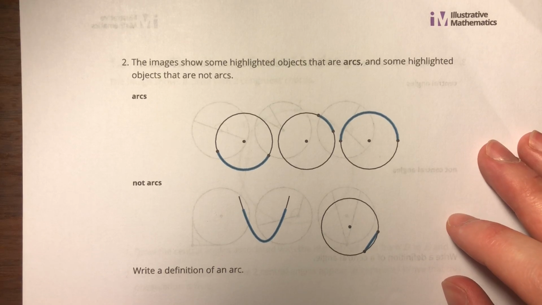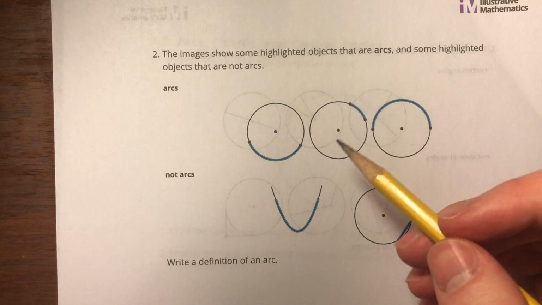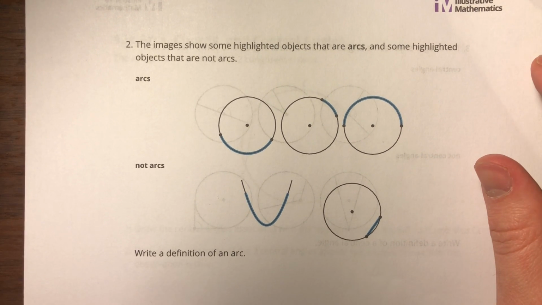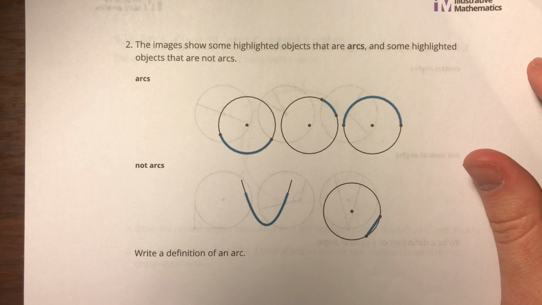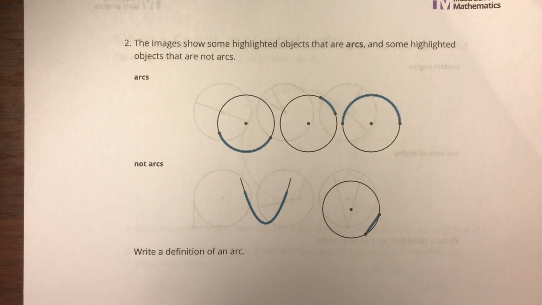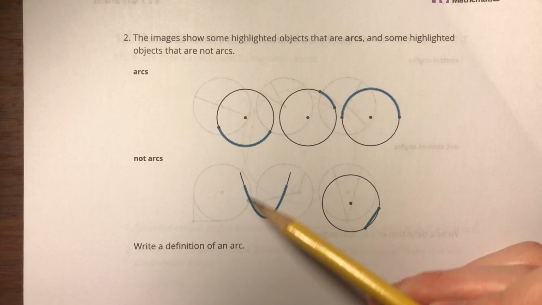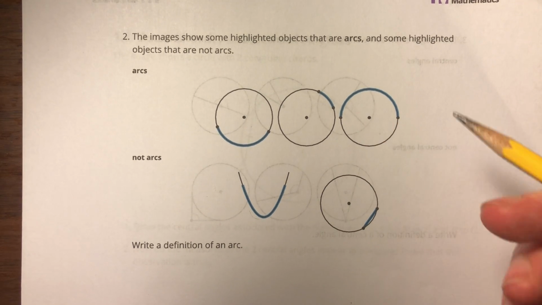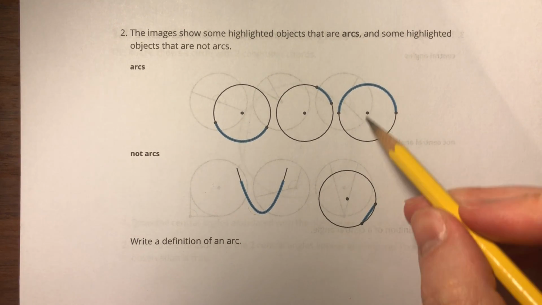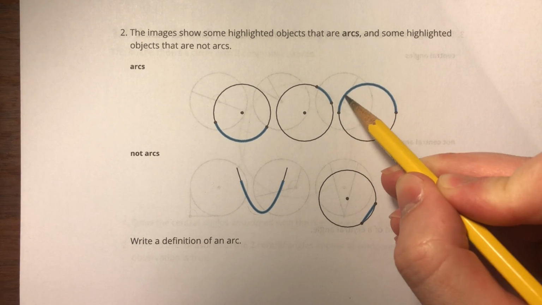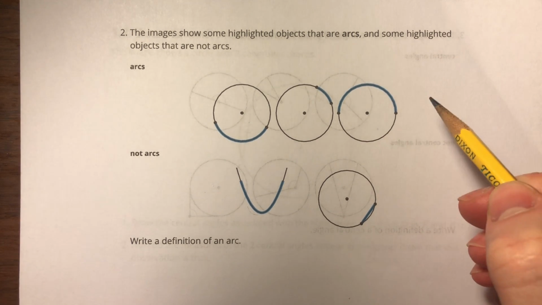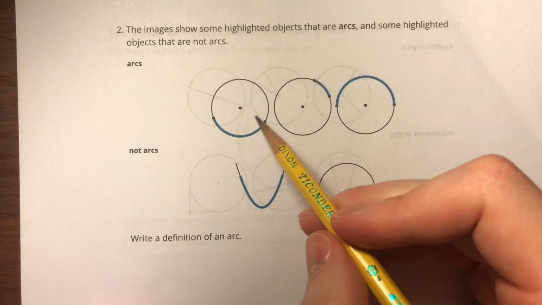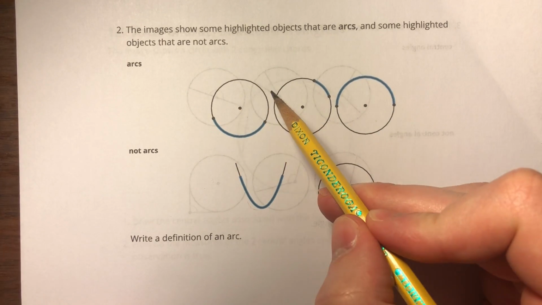All right. The images, whatever. I can kind of see the background, but I think you guys can see it pretty clearly. The images show some highlighted objects that are arcs and some highlighted objects that are not arcs. So very clearly, this is not even on a circle. So, I mean, we would call this more of a curve, I suppose, or it looks like it's part of a parabola. And here we've got a line segment. So these we would definitely not call line segments because they are curved. They're segments, but they're not line segments. So they definitely are always somewhere on the circle's circumference.